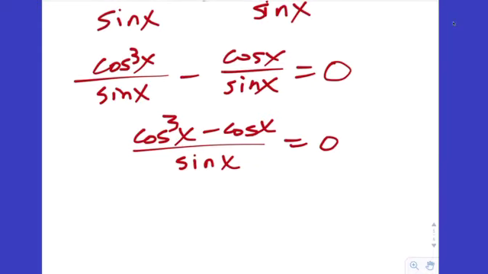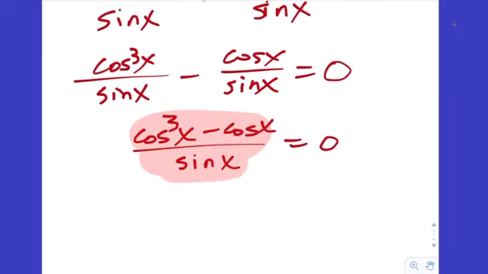Now, here is a very important part. If you multiply both sides times sine of x, it's going to divide out on the left, and it's going to be gone on the right because anything times 0 is 0. So you don't want to do that, right? Because now you're losing sine from the equation. That would just leave us with cosine cubed minus cosine. But we're going to get the same result, but by a very different mentality.